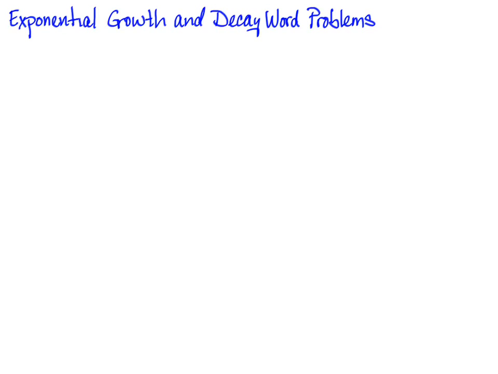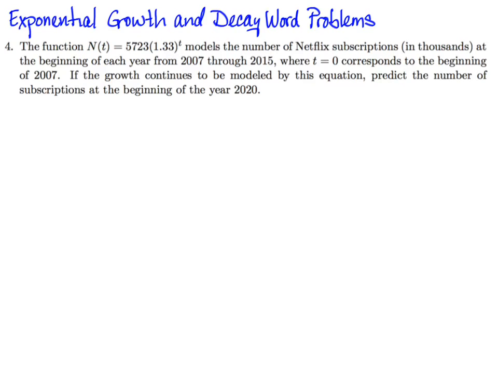Hi, in this video we're going to explore how to solve word problems using exponential functions. An exponential function is usually called an exponential growth function if the function is increasing, or an exponential decay function if it happens to be a decreasing function. So let's look at our first example.